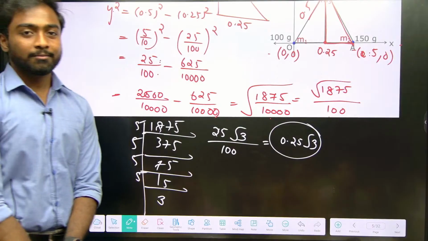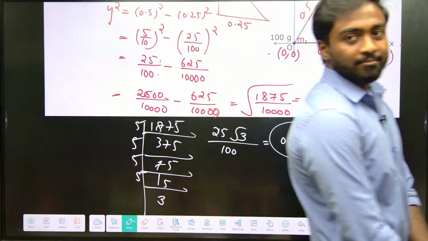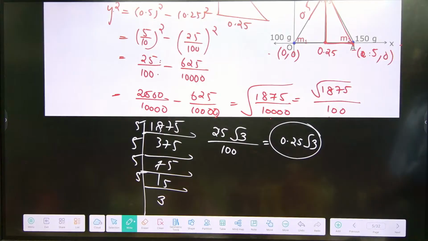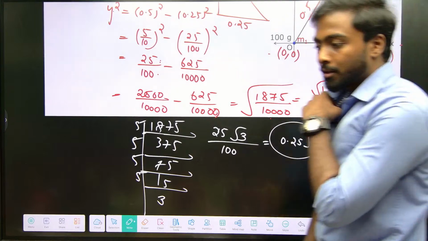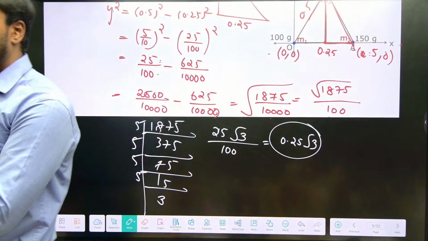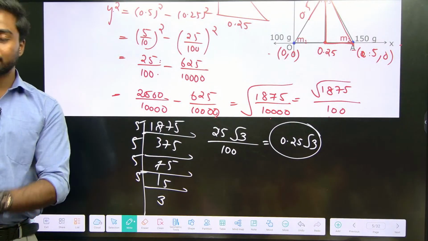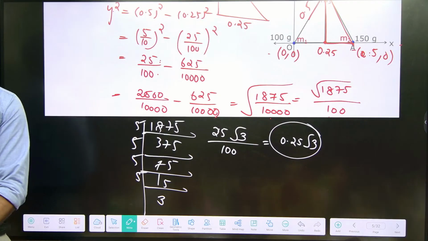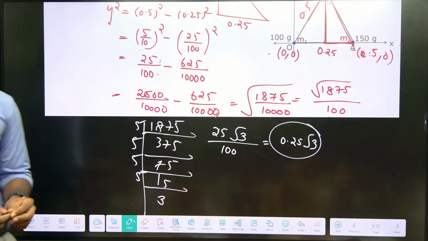This is the point. Root 3, you can stop up to this, or if you know the value of root 3, that is 1.7, you can expand that. Yes. So any doubt? Copy down.